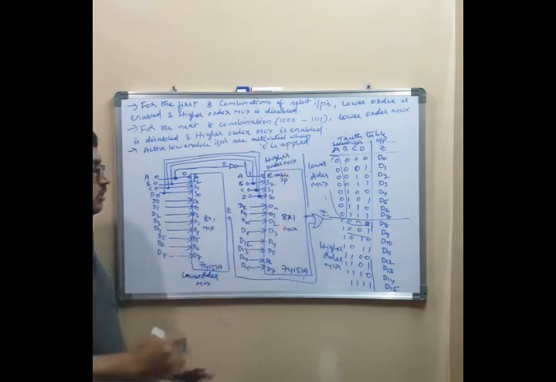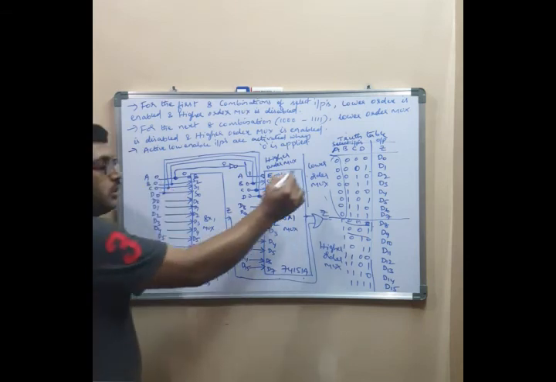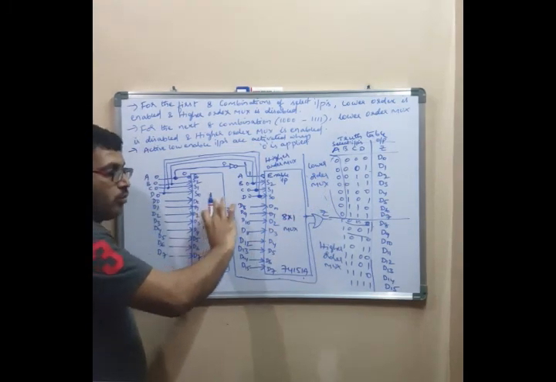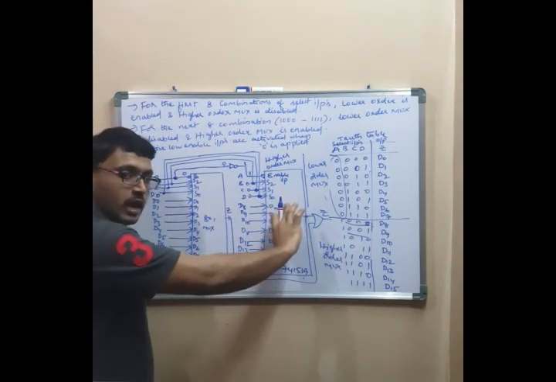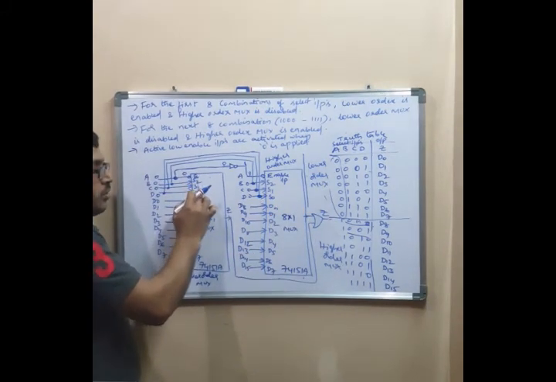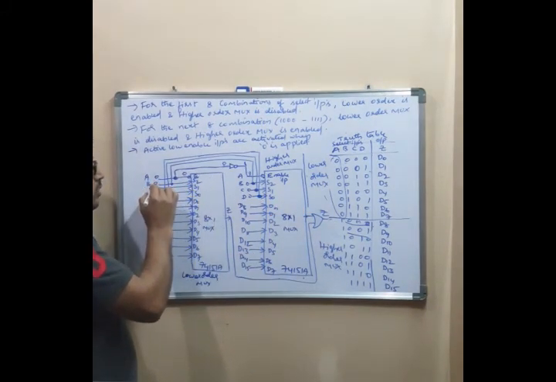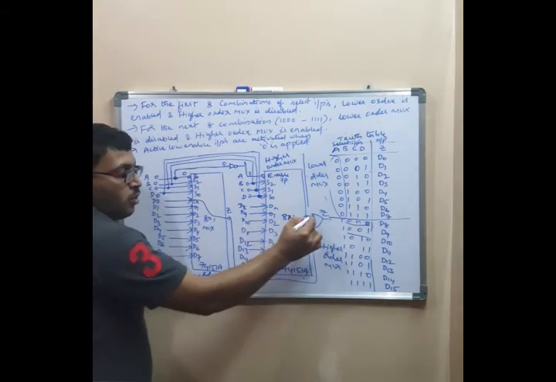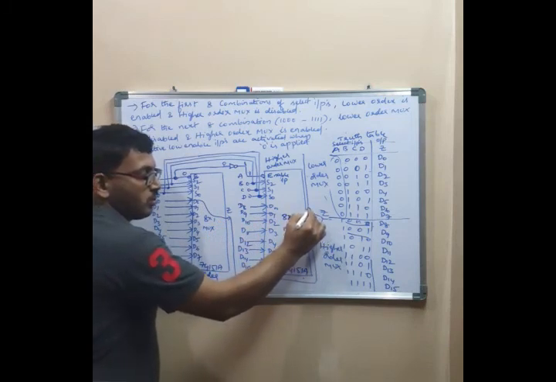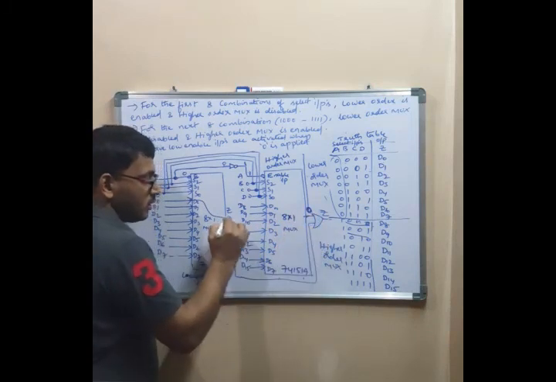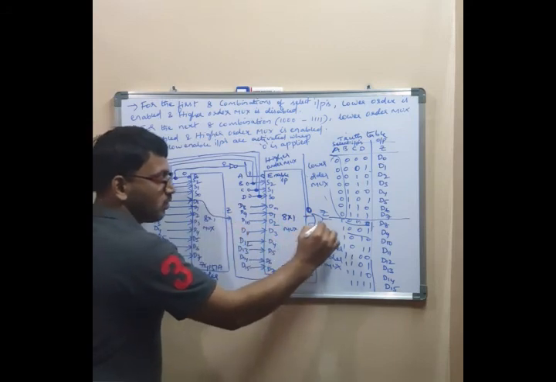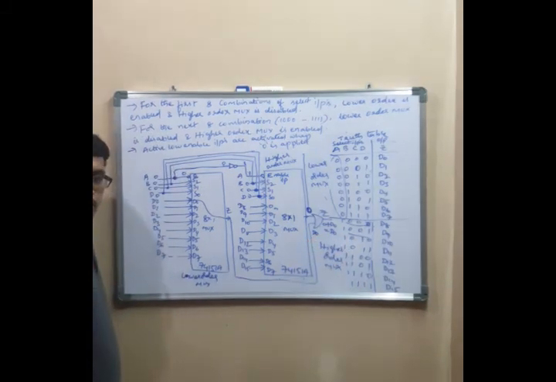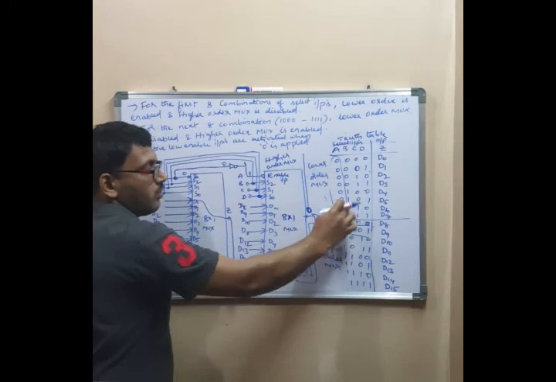For the first 8 combinations, this A is continuously 0. For the first 8 combinations, lower order mux is active. For the next 8 combinations, higher order mux is active. And based on the combination of select inputs, as this is active, the combination is 0 0 0. D0 is routed to the output, and there is no output from this. This is 0, this output is 0, and at this end what you got as output? D0. 0 plus D0, that is equal to D0. You got D0, right? Like this, you can verify all these.